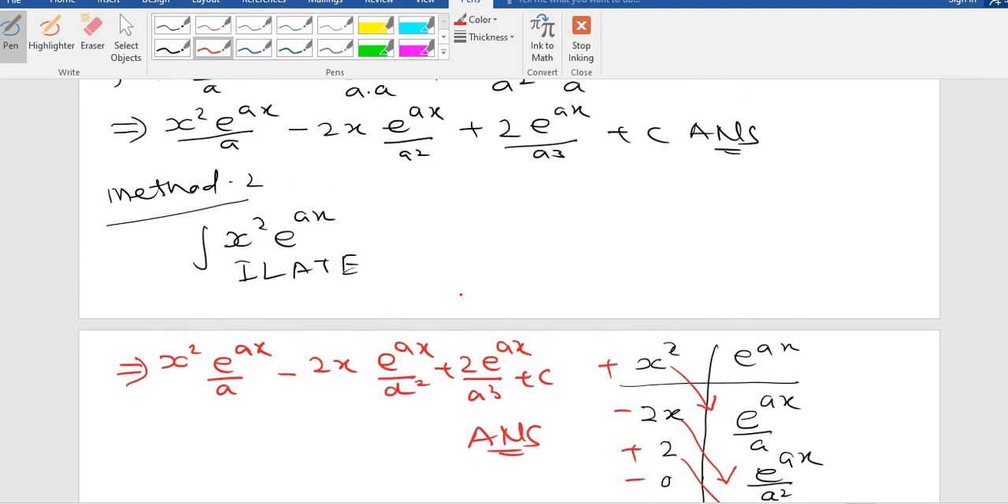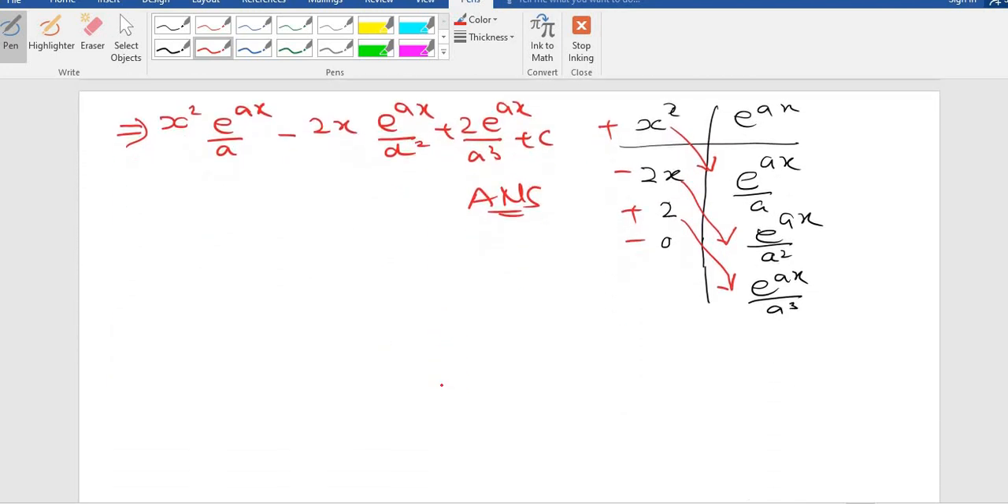See that whatever you got by using Bernoulli's method and whatever you got by the tabular method, both are the same answer. So you can practice by using this way.